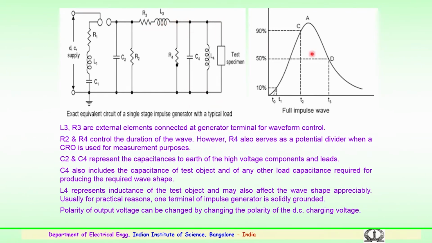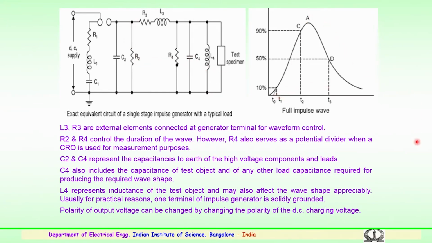So, it is the front of the waveform. For example, typically if the waveform is 1.2 by 50, the front resistance, that is R3, controls the front and R4 controls the tail. So, that has to be kept in mind. L3 are the external elements connected at the generator terminals for the waveform control, R3, R2 and R4. So, R2 and R4 control the duration of the wave.